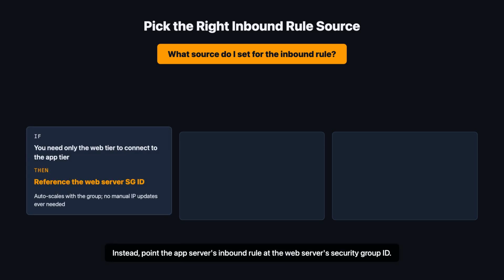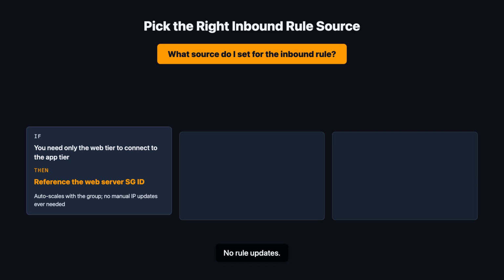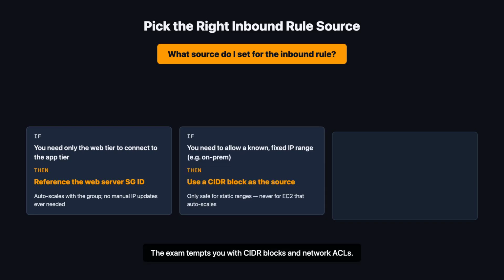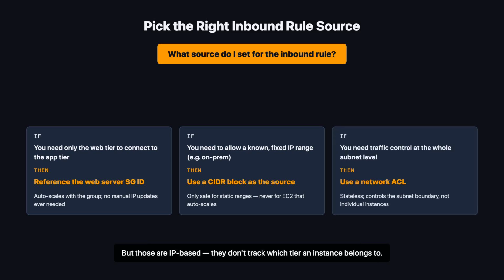Instead, point the app server's inbound rule at the web server's security group ID. Any instance that joins the web server group gets access automatically. No rule updates. The exam tempts you with CIDR blocks and network ACLs, but those are IP-based. They don't track which tier an instance belongs to. Security group chaining is the only way to say, only my web tier. Exactly. That's why A wins.